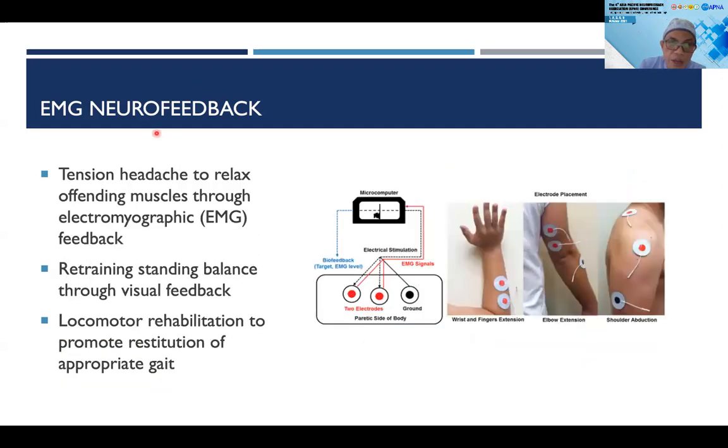So EMG neurofeedback is also used for tension headache to relax the muscle through electromyographic feedback. It can also be used for retraining standing balance through visual feedback, or for locomotor rehabilitation to promote resumption of appropriate gait. So this is the use of the EMG neurofeedback.